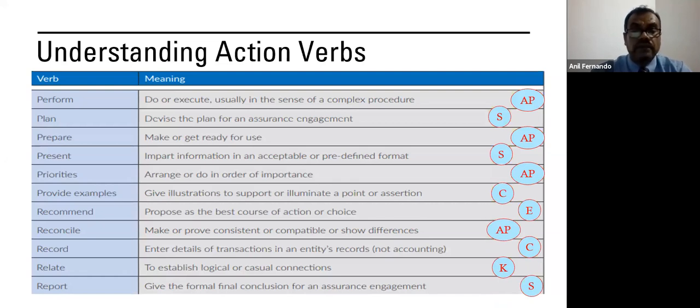Report is to give the final, formal conclusion for an assurance engagement. Report writing is synthesis. In the new taxonomy it is evaluation. Of course, you are supposed to do lots of report writing, even in case study and other subjects at the corporate level. Especially at the corporate level, you are required to report. Reports are in the form of write-ups, and you need to provide them in such a manner. You need to follow these pattern structures, including the conclusion and recommendation.